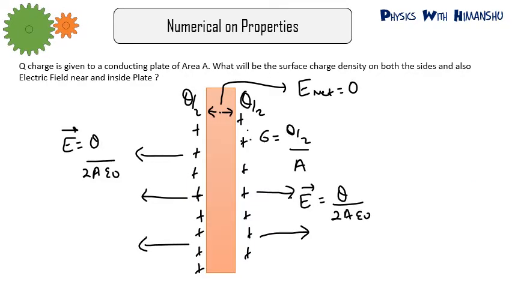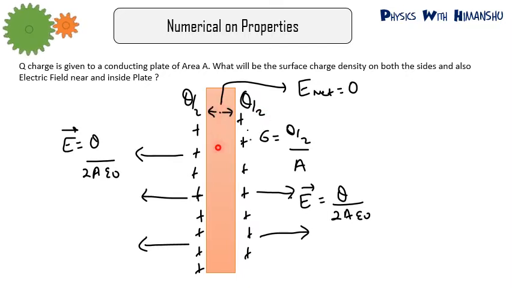Okay, now suppose that a charge Q is given to a conducting plate of area A. What will be the surface charge density on both sides and also the electric field near and inside the plate? Now this is a conducting plate and a charge Q is given to this plate. So the charge will distribute itself. So Q by 2 will come on this side and Q by 2 will come on this side.